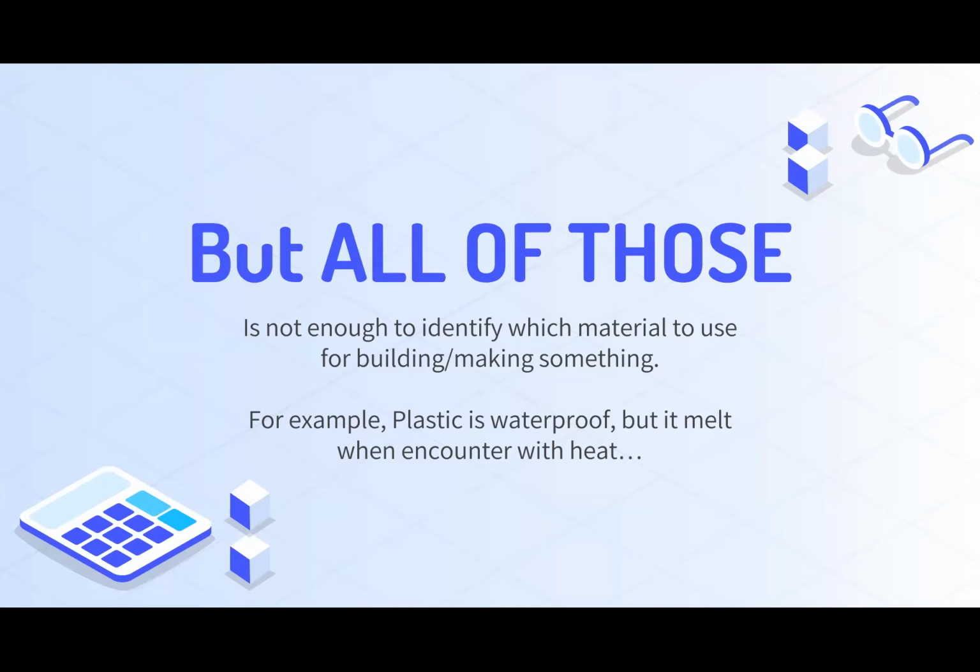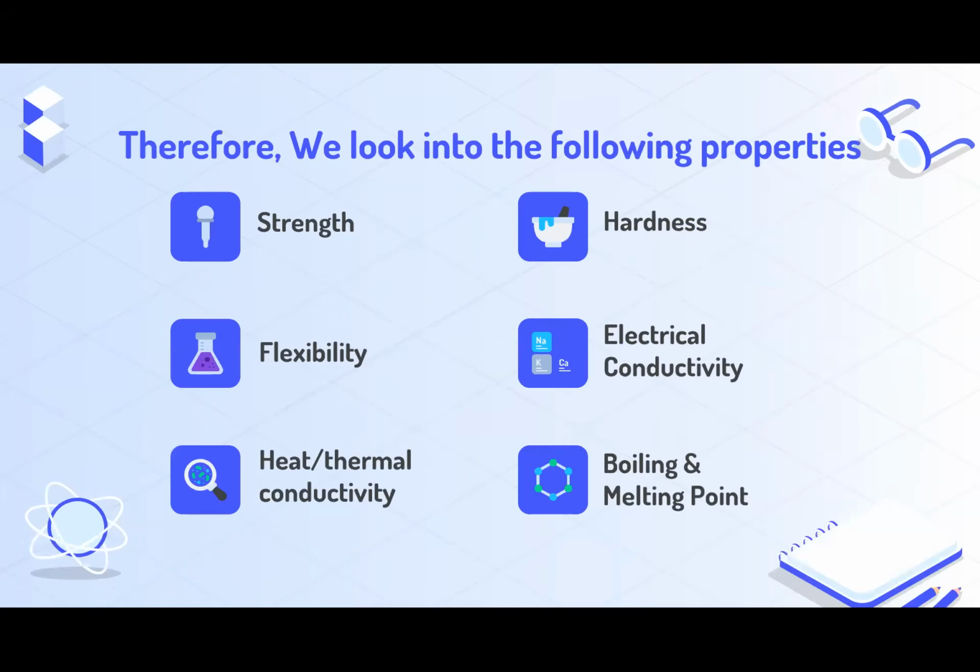For example, plastic is waterproof, but it melts when it encounters heat. I'm sure you don't want your house to be under the hot sun and suddenly it melts, right? So therefore, this chapter today, we're going to look into what are some of the physical properties that we should actually check before we choose which material to use. So these are the 6 different types of properties. We have strength, we have hardness, we have flexibility, we have electrical conductivity to see whether electricity can pass through the material. I'm sure you do when you want to plug in your computer to play games, right?